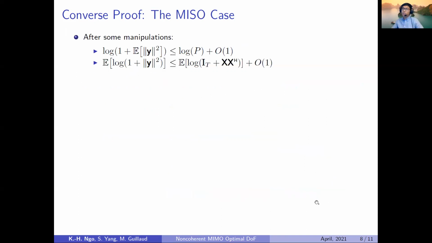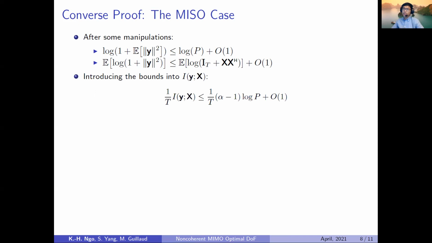And after some manipulations, we can see that the first term can be upper bounded by the log of the SNR plus some constant term. The second term, where the expectation is outside of the log, can be upper bounded by this expression. And you should recognize this because this is also the expression of the conditional entropy of the output given the input. So they cancel out.